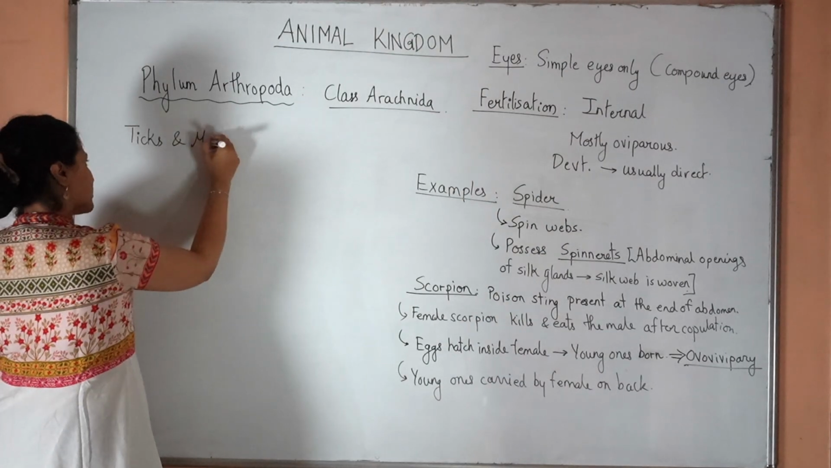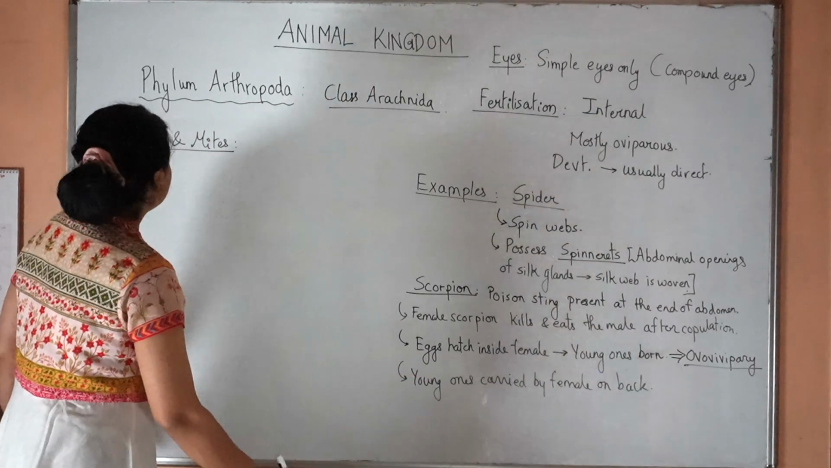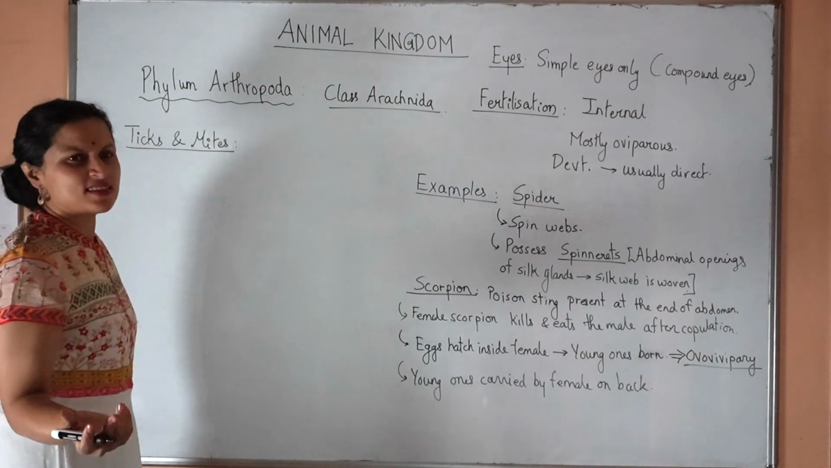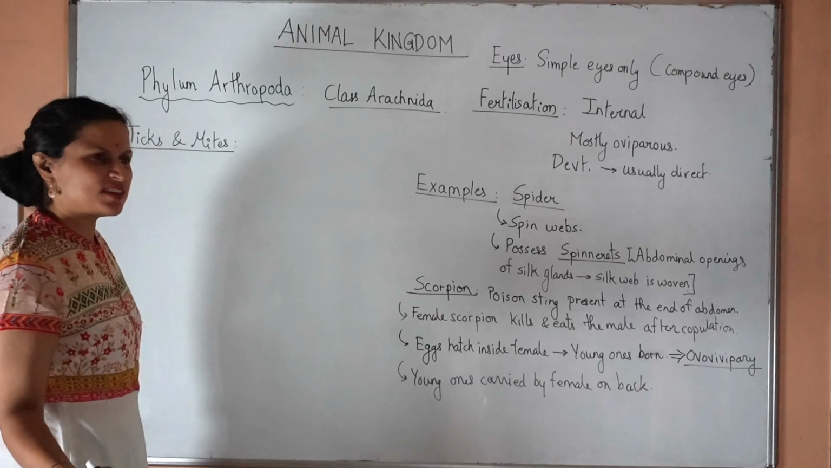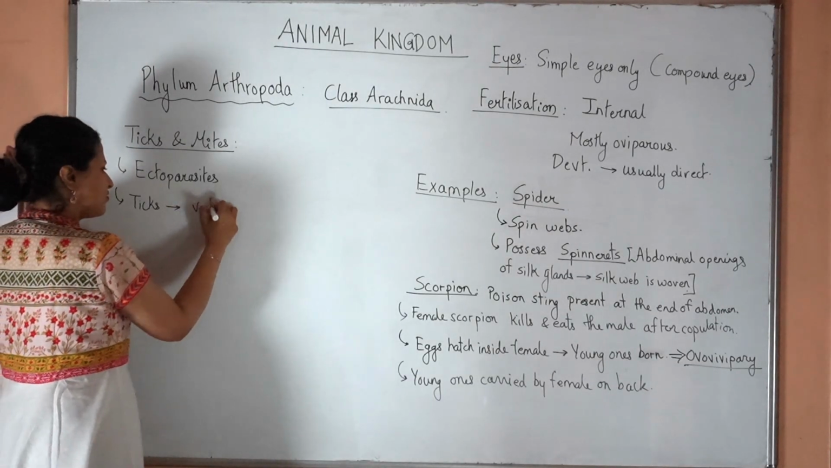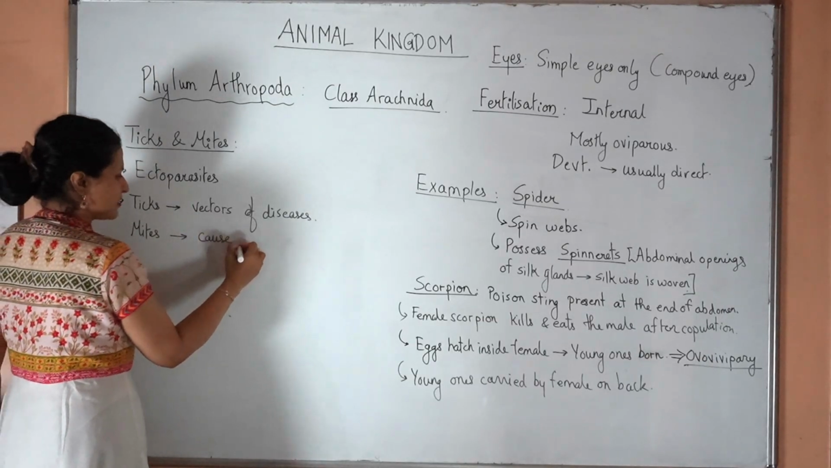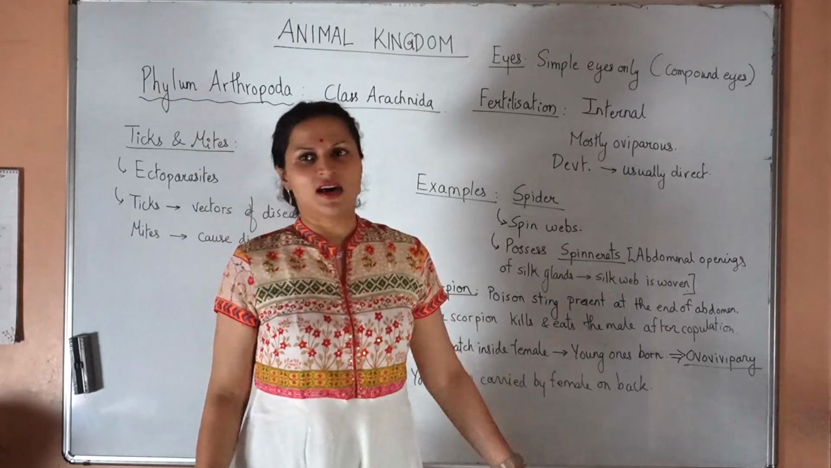Next, ticks and mites. Ticks are the ones that we pluck out from the dogs. Those are arachnids. And mites are present in the dust. Dust mites, they feed on the dust. They are both ectoparasites. Ticks are vectors of different diseases, and mites cause a disease called scabies. That is all from class Arachnida.